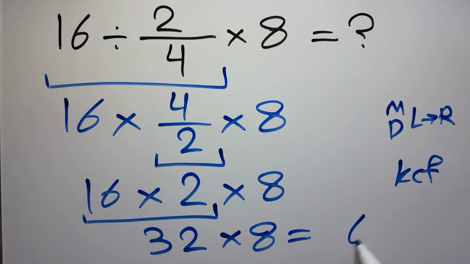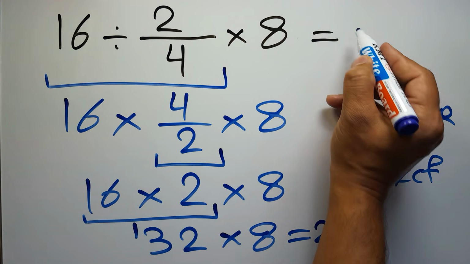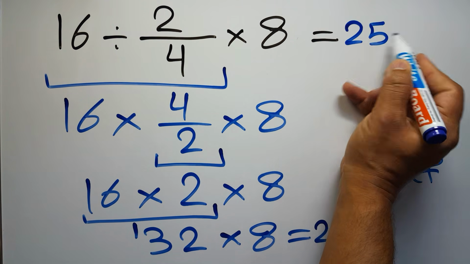So we write 6 here and carry 1 here. Now, 8 times 3 gives us 24. So 24 plus 1 equals 25. So we have 256. And this is our final answer to this problem. The correct answer is 256.